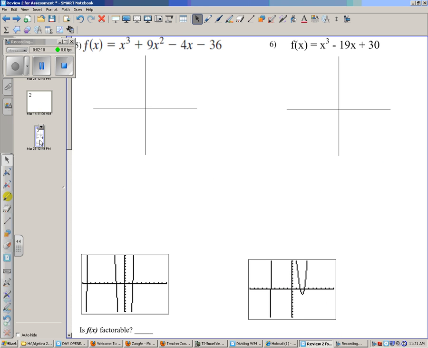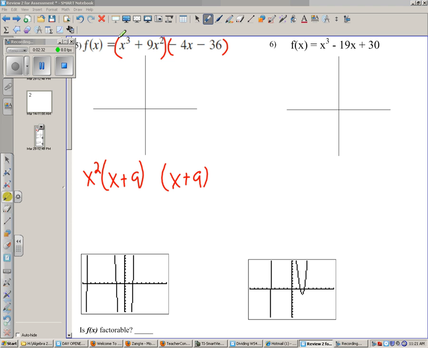And we're going to start with number 5. Again, first thing I want to try, is it factorable? Because there are 4 terms, I'm going to group it. And it looks like it could be factorable. So in the first set of parentheses, I can take out an x squared, and then I'm left with x plus 9, which is what I'm doing here. And what am I taking out of my second set of parentheses to get there? I'm taking out a negative 4.